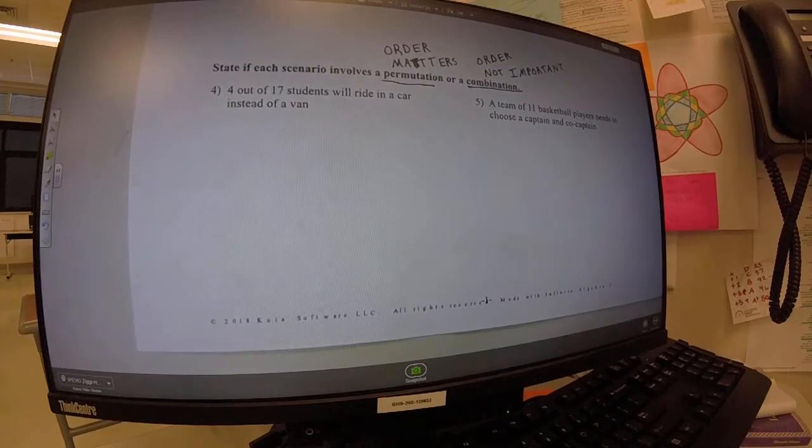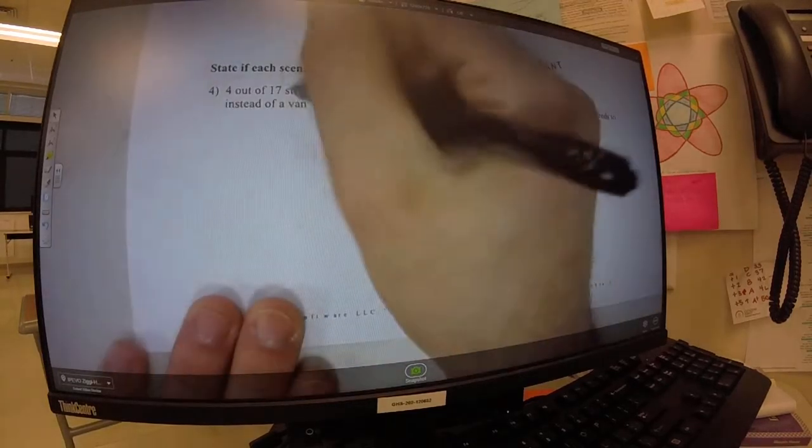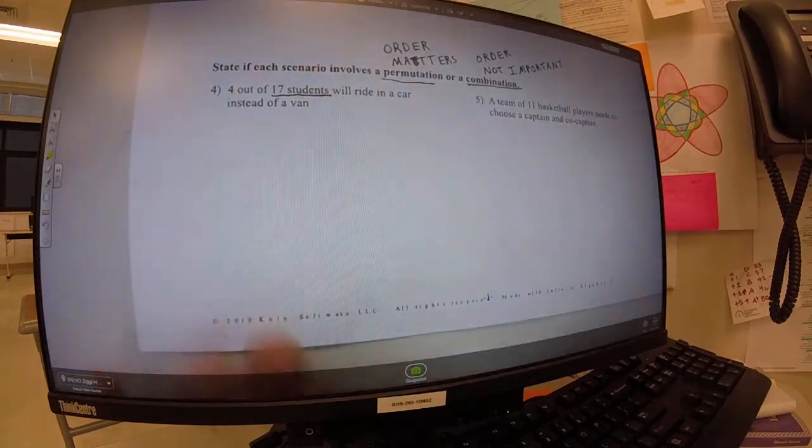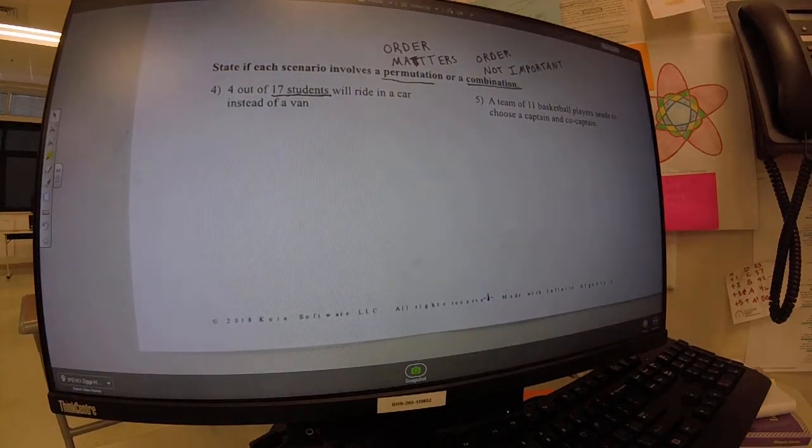Example 4. 4 out of 17 students will ride in a car instead of a van. So we've got 17 students, and only 4 of them are going to get to ride in a car. Now we have to make a decision. Does the order matter that the students ride in the car? Are we choosing what seats the students ride in the car?